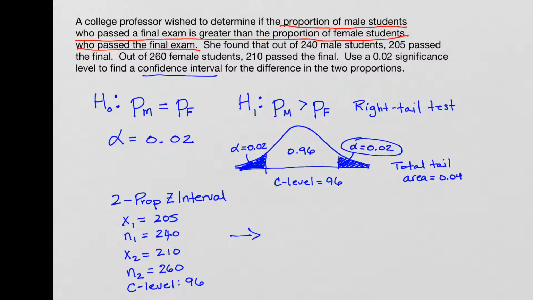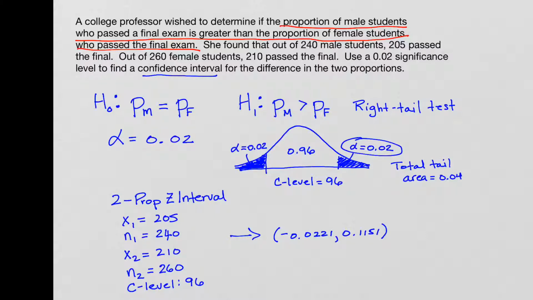And I found that that confidence interval is negative 0.0221 to 0.1151. And so, since this interval includes the value 0, we can't conclude that there is a difference here, or that the proportion of male students is greater than the proportion of female students. So that's how I do that problem.